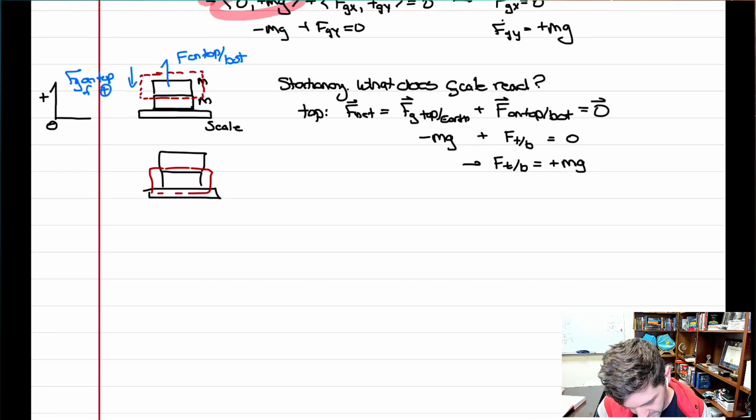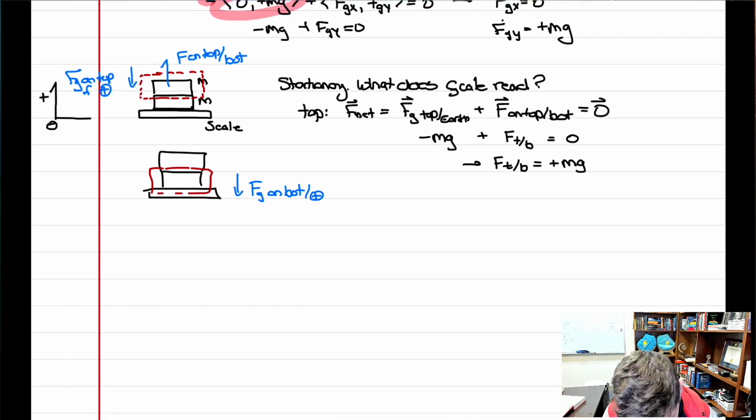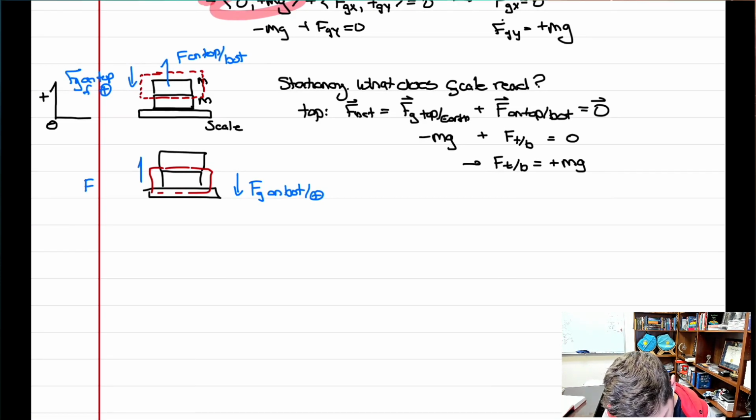I know there's going to be a gravitational force, F gravity, on the bottom box from Earth. It is touching the scale, so I anticipate that maybe that's going to point upward as a result. So I have F on the bottom box from the scale.